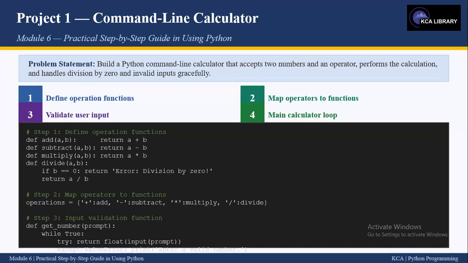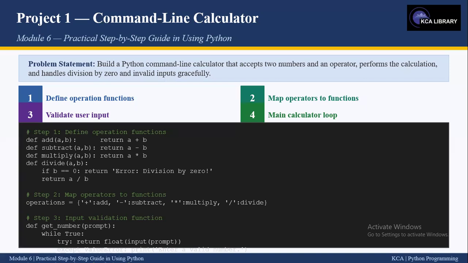Step 1, define the 4 operation functions: add, subtract, multiply, and divide. Note that the divide function includes a guard against division by 0. Step 2, map each operator's symbol to its corresponding function using a dictionary. Step 3, define an input validation function using a try/except block to ensure the user enters a valid number. Step 4, implement the main calculator loop.